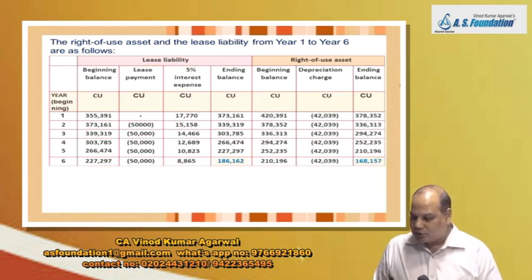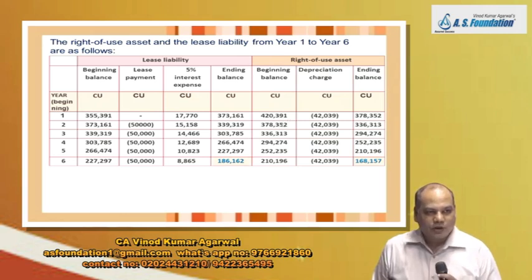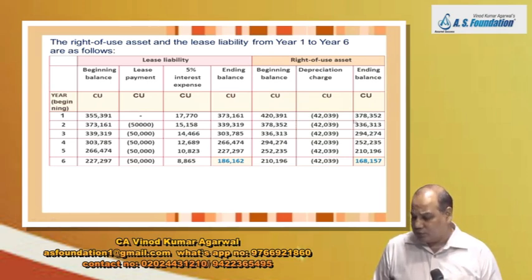Right of use asset, you see, it's very easy. It is 4,20,391, and originally I had taken 10 years as the lease period, divided by 10. So every year you are going to write off 42,039. So after 6 years are over, just take your calculator: 4,20,391 into 4 by 10. Is it 168,157? Why into 4 by 10? 4 years are pending, so this should be the balance.